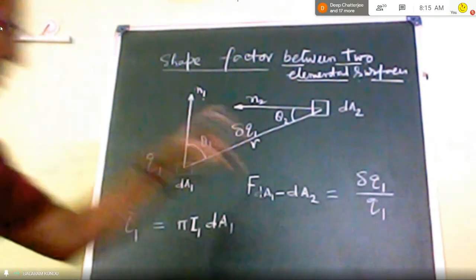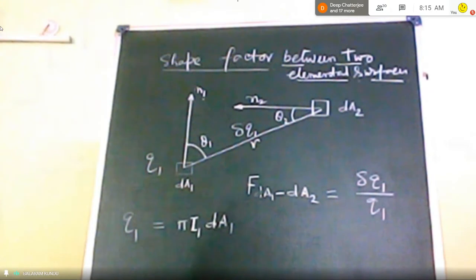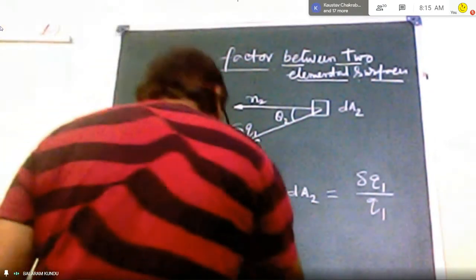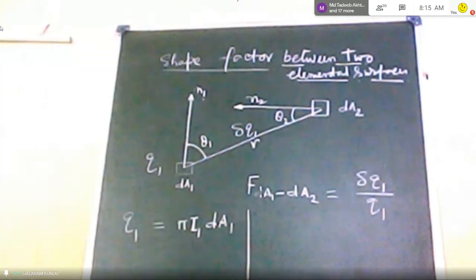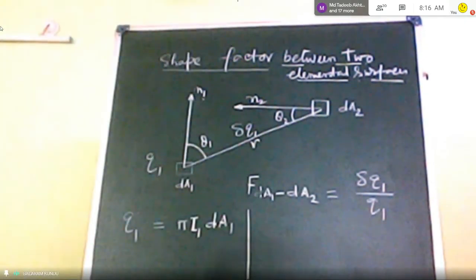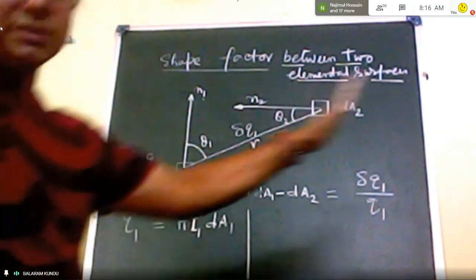Now that is your Q1. Now I want to determine del Q1. So del Q1 is the rate of radiation energy emitted from surface dA1 that strikes the surface dA2.